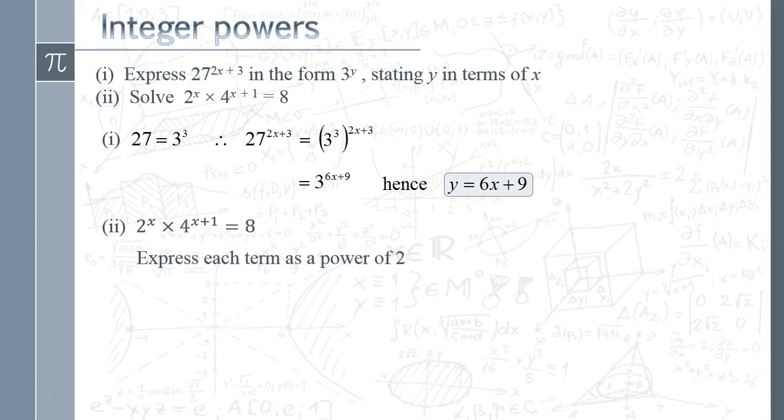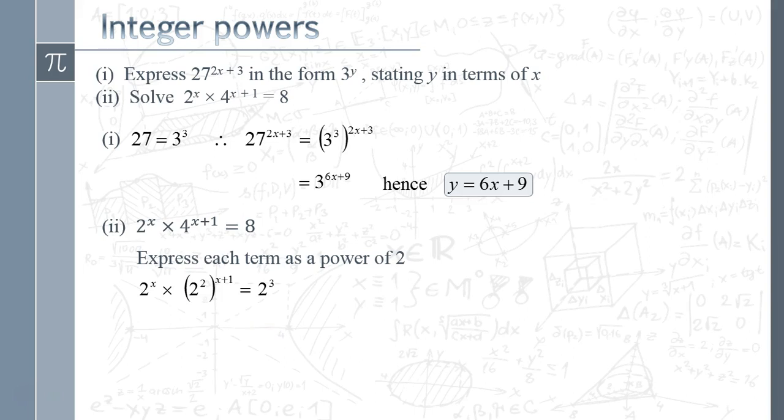So for example, if I had 3, 9, and 27, I'd be using powers of 3. 5, 25, 125, and so on, I'd be using powers of 5. So you've just got to look at the question and decide what's the appropriate value to use. So we've got 2 to the power x, 4 to the power x plus 1 is going to be 2 squared to the power x plus 1, and 8 is 2 cubed.